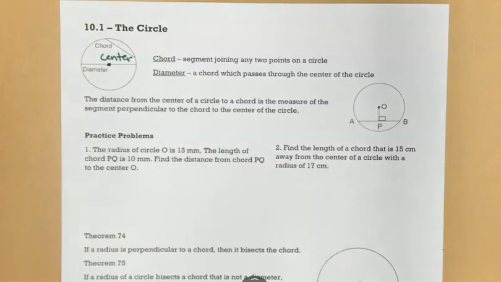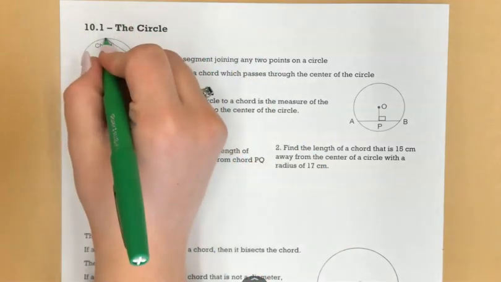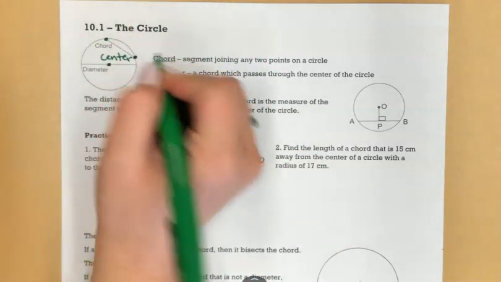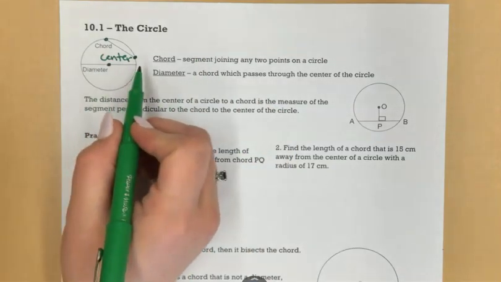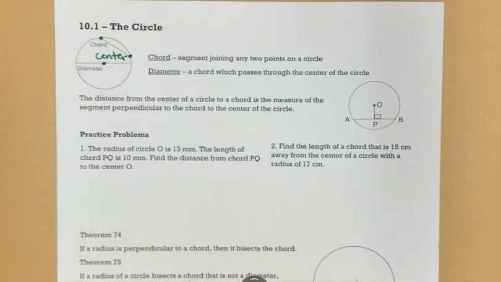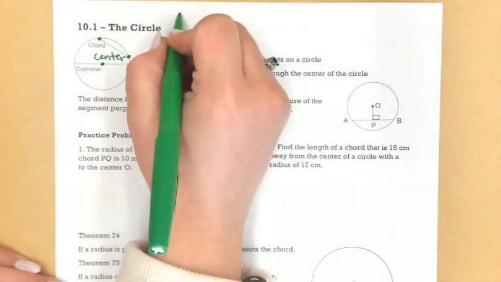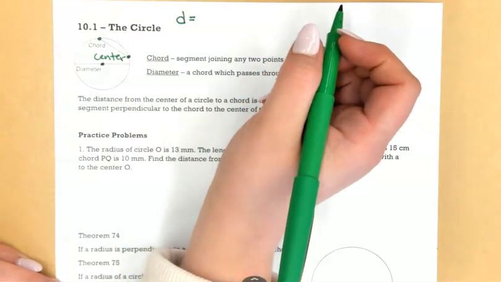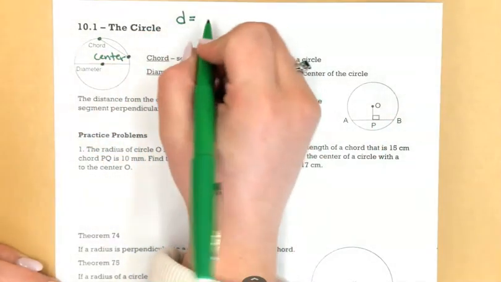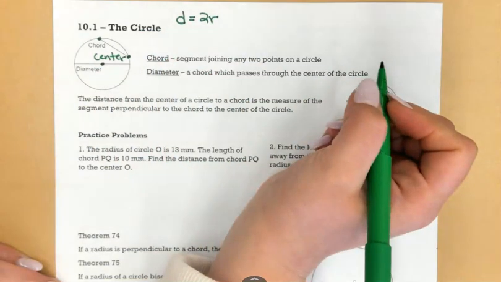And a chord is a segment where its endpoints are on the circle. And then a diameter is a special type of chord that passes through our circle's center. Now, since we're talking about the diameter, you probably recall from earlier math classes, maybe even as far back as elementary school, the diameter is equal to twice your radius.